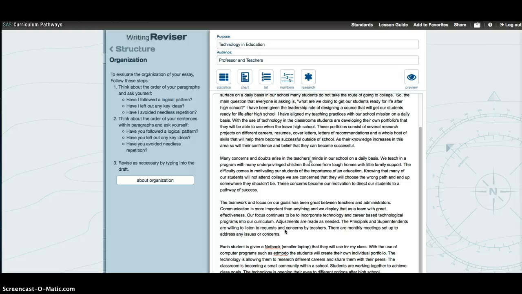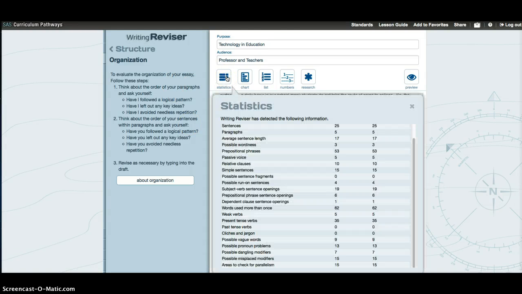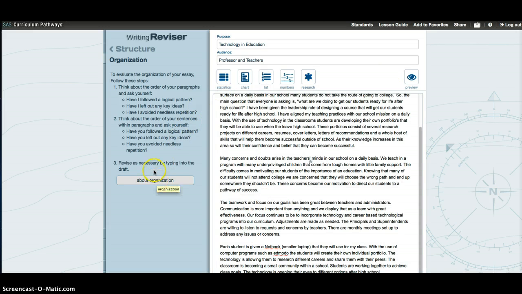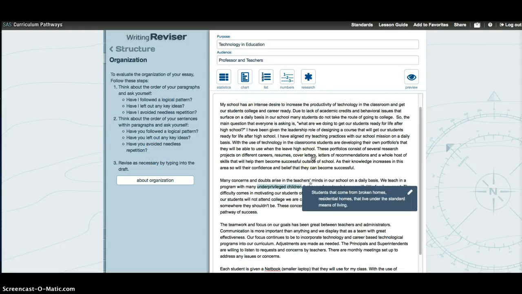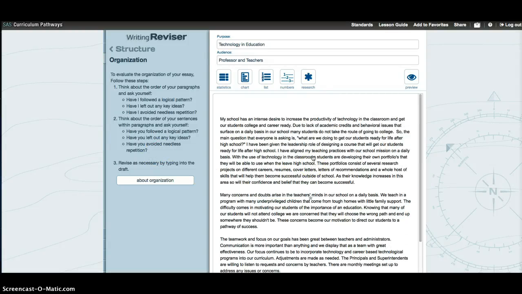Okay, we know from the statistics that for repetition, I use 62 words more than once, as we can see right here. So that might be an area I want to look at. And think about the order of your sentences within paragraphs and ask yourself, have you followed a logical pattern? Have you left out any key ideas? Have you avoided needless repetition? Again, that's organization of the essay. So it gives you a lot of good pointers on how to make it more organized and just better functioning.